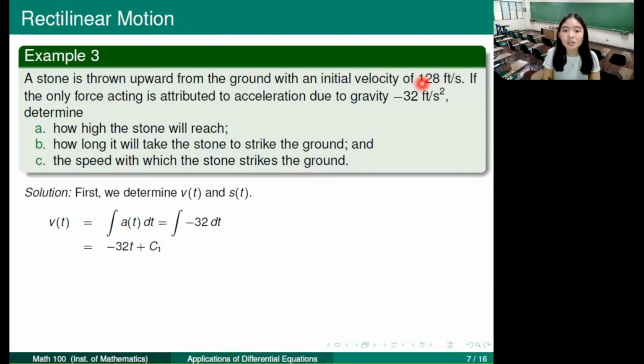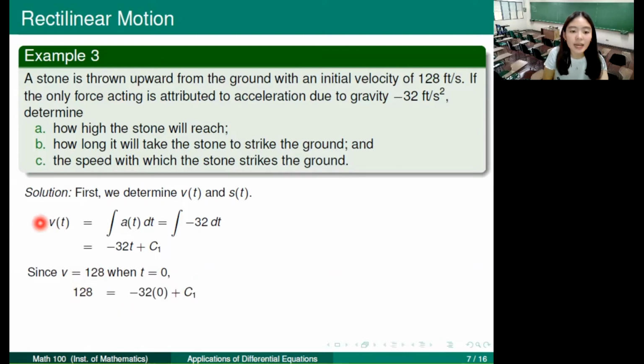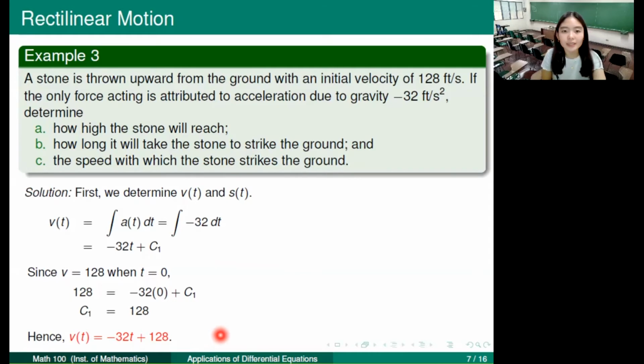And precisely dun sa initial condition na ang initial velocity ay 128 feet per second. That is, yung value ng ating v ay 128 at time t equals 0. So substituting these values, what we get is this. Pinalitan na yung ating v to become 128. Pinalitan na rin yung t to become 0. Hahanapin na lang si c sub 1. Finding c sub 1, we have this. And so, we already get our function for the velocity. Okay? Negative 32t plus 128.